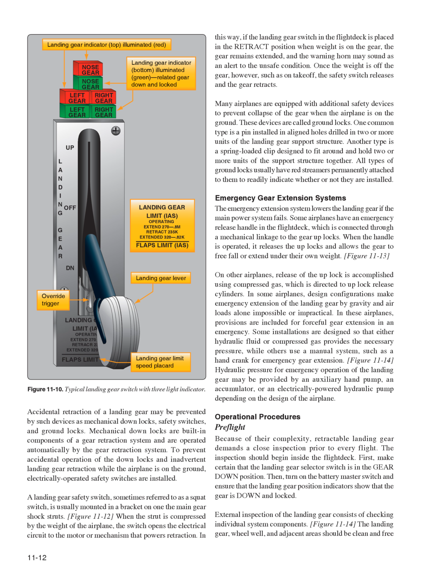Figure 11-13. Hydraulic pressure for emergency operation of the landing gear may be provided by an auxiliary hand pump, an accumulator, or an electrically powered hydraulic pump, depending on the design of the airplane.